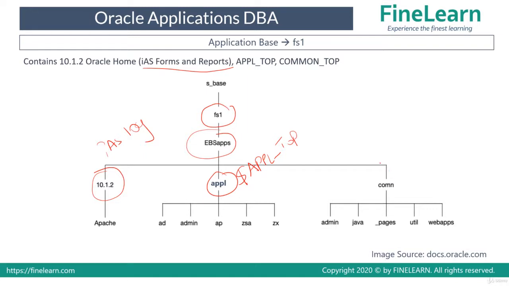And then we have one more directory called CommonTop. This CommonTop, as the name suggests, contains several important common files that are used by all the products. For example, pages such as login pages or important pages which are common for all the products come under CommonTop. So this is the basic layout of the Oracle E-Business Suite application tier. Now in the next lessons, we'll be understanding the importance of each and every directory of these.